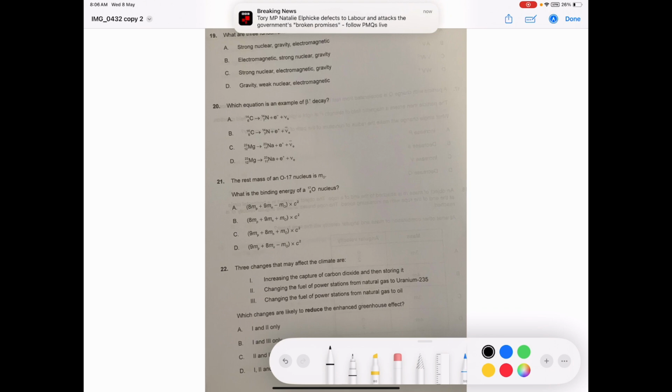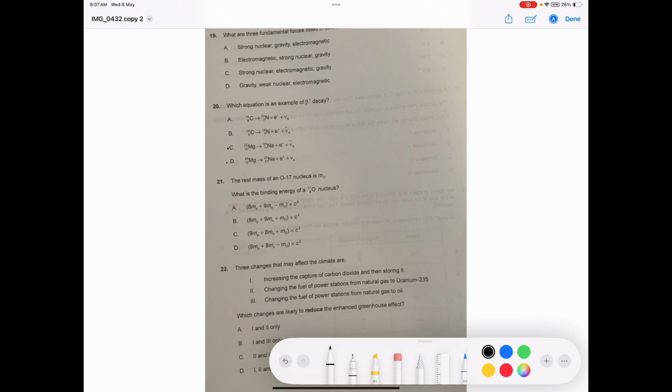Okay, number 19. What are the 3 fundamental forces listed in decreasing order of strength? Well, this is a knowledge question, so the answer is C, strong nuclear, electromagnetic, and gravity. Number 20, which equation is an example of beta positive decay? Beta positive means positron, so we can eliminate A and B. We know the answer is going to be C or D immediately. And in positron decay, the emitted particle is a neutrino, so the answer is D.